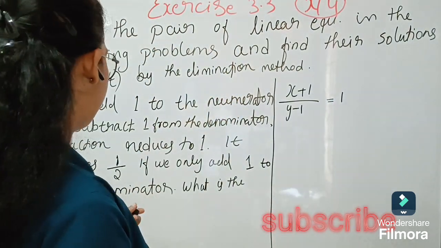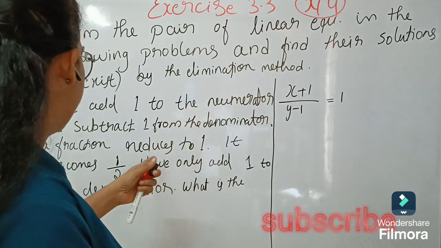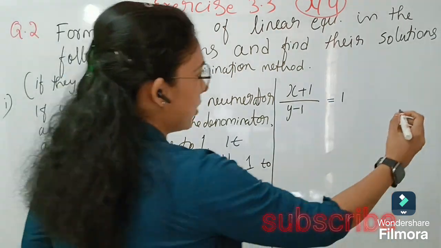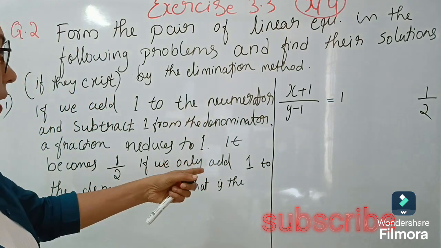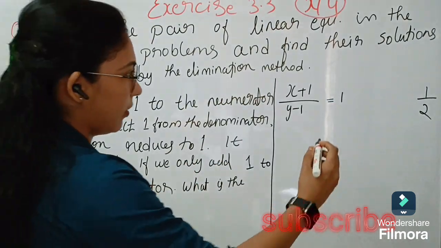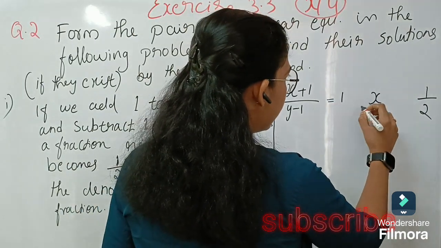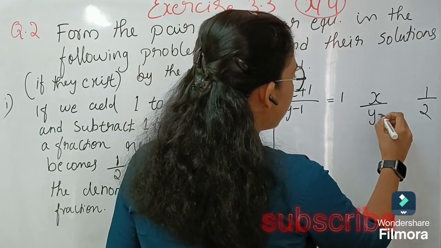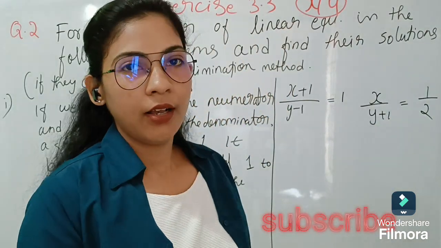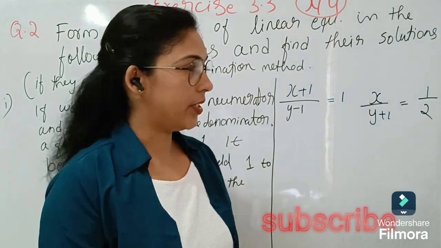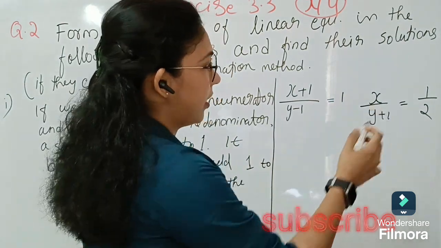So what is next? It becomes 1 by 2 if we only add 1 to the denominator. If we only add 1 to the denominator, then it reduces to 1 by 2. Then what is the fraction? So this is the question, and these are two equations.